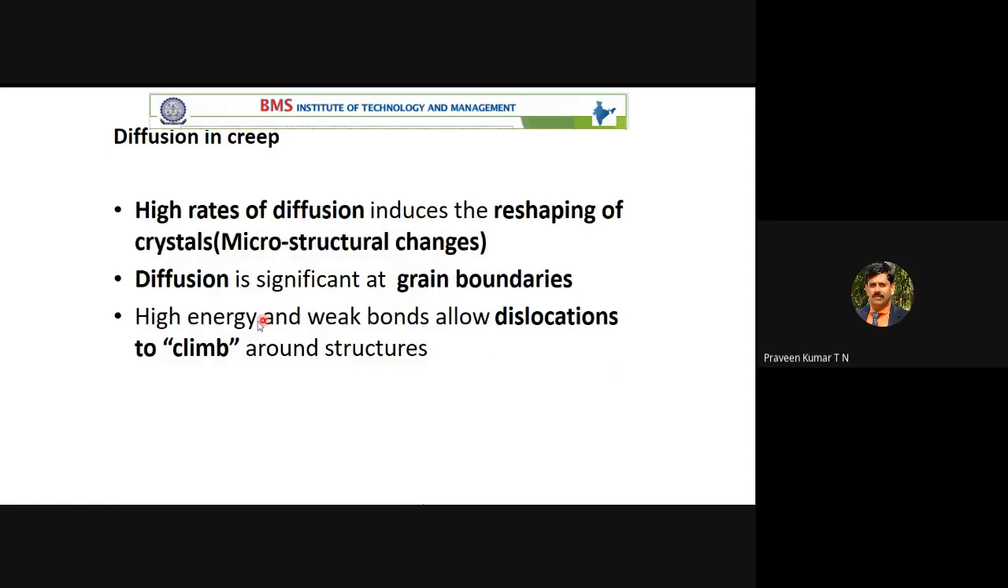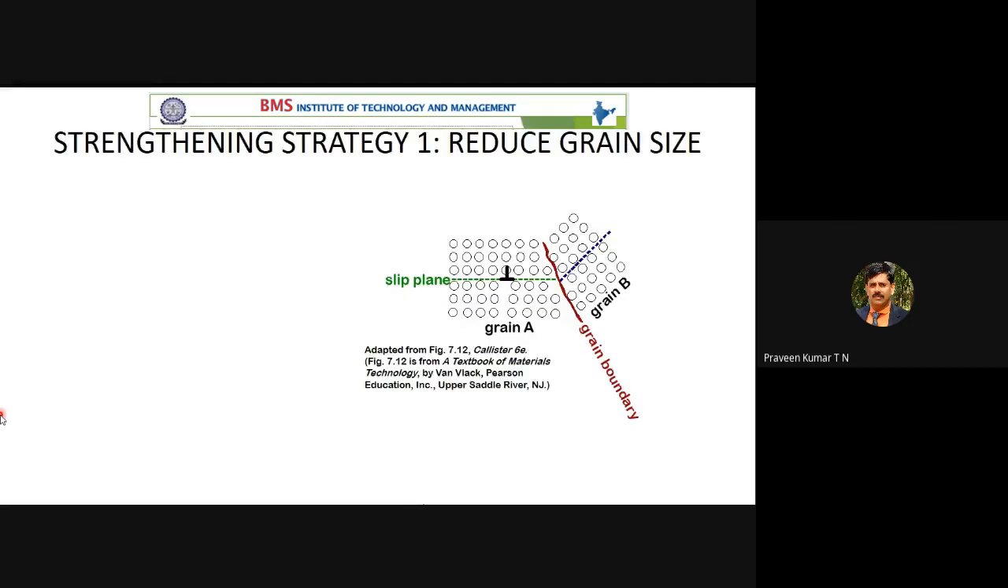There is a diffusion process, which you are studying in module 1. Whenever temperature increases, atoms get higher energy. Because of the higher energy, atoms move from one grain to another grain. Because of that, there may be some defects. We can see this is one grain, and this is one more grain. There is a slip plane, and this is the grain boundary. Whenever it is subject to loading, there may be a slip plane where it slips.